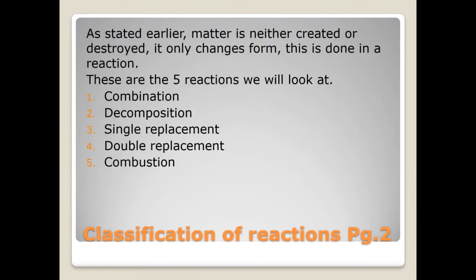Okay, so as we stated earlier, a long time ago actually, matter is neither created nor destroyed in a reaction. It only changes form. We are going to be looking at five different types of reactions in this ILM. They are composition; decomposition, which is the opposite of composition; single replacement, which is exactly as it sounds; double replacement, also same as it sounds; and combustion, which we looked at already. We'll look at the individual characteristics of these types of reactions so that you'll understand how they work and be able to identify them when you're looking at a chemical formula.